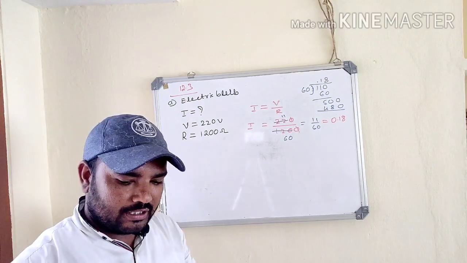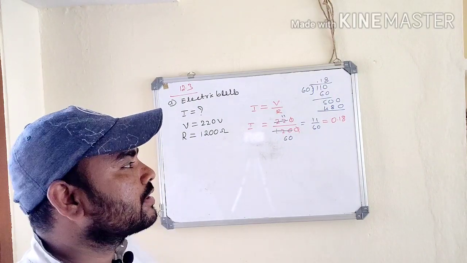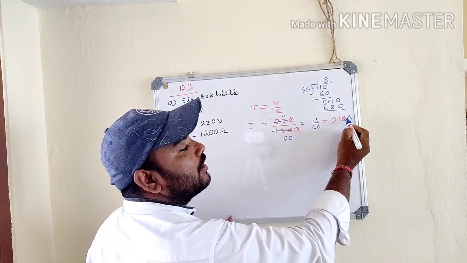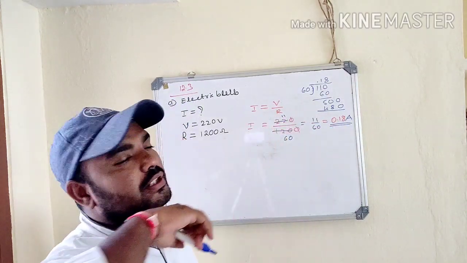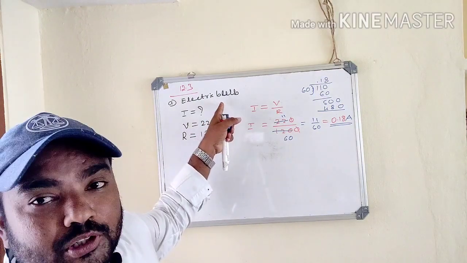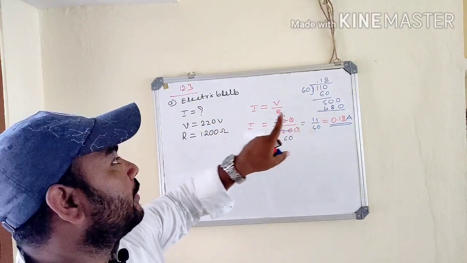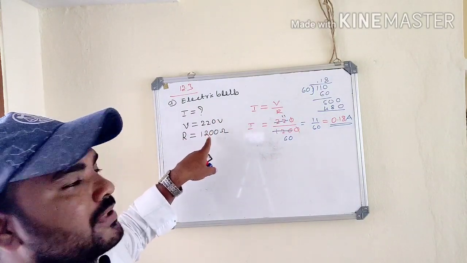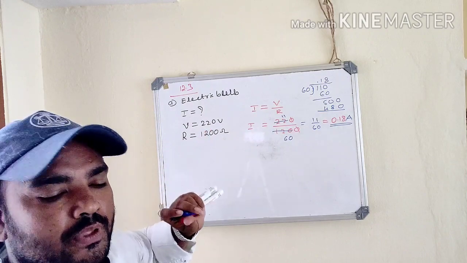Anything I missed? Yes, of course I missed it. What did I miss? The unit, I forgot to write it. So tell me, children, ampere is the SI unit of current. So the electric bulb is going to draw this much current when 220 volt is supplied and the resistance of that bulb is 1200 ohm.